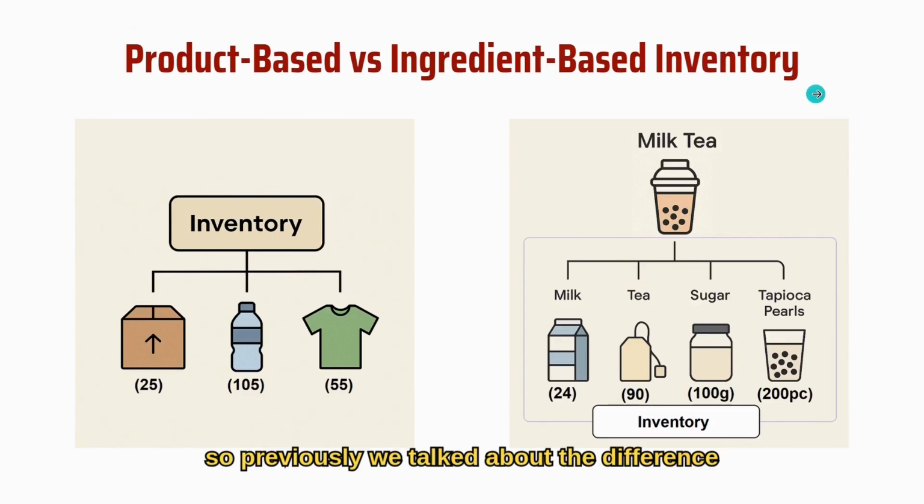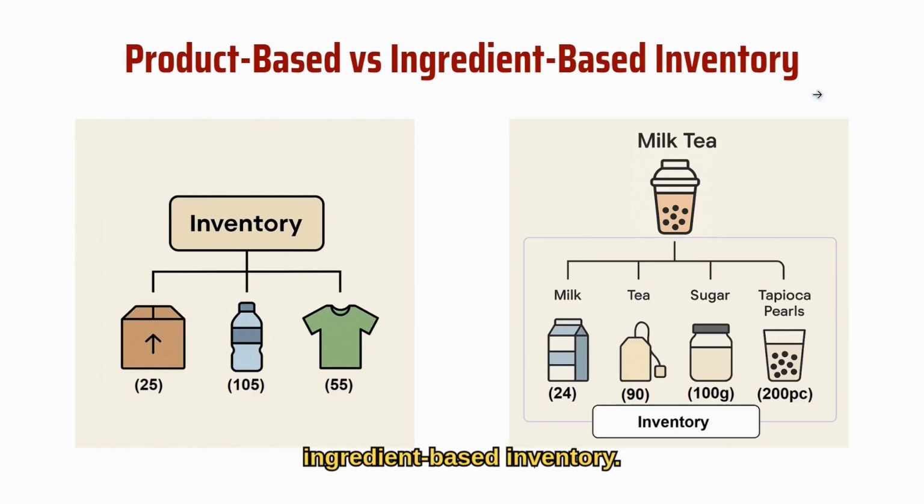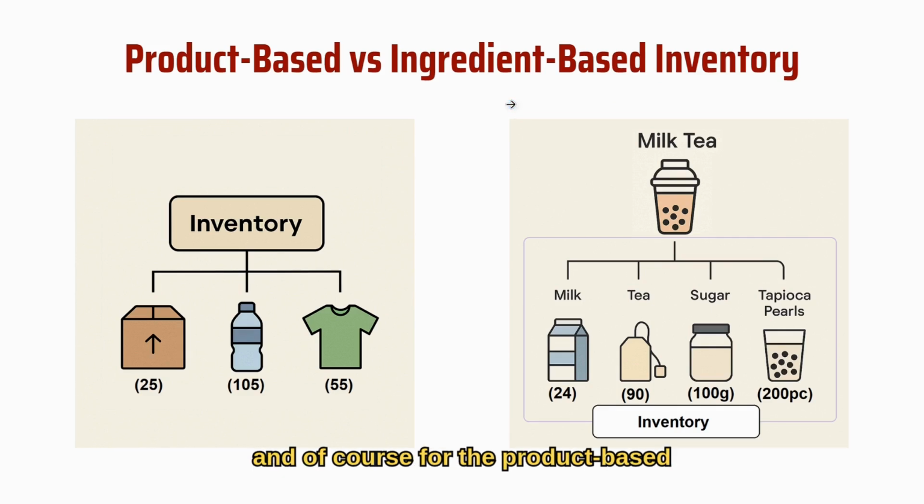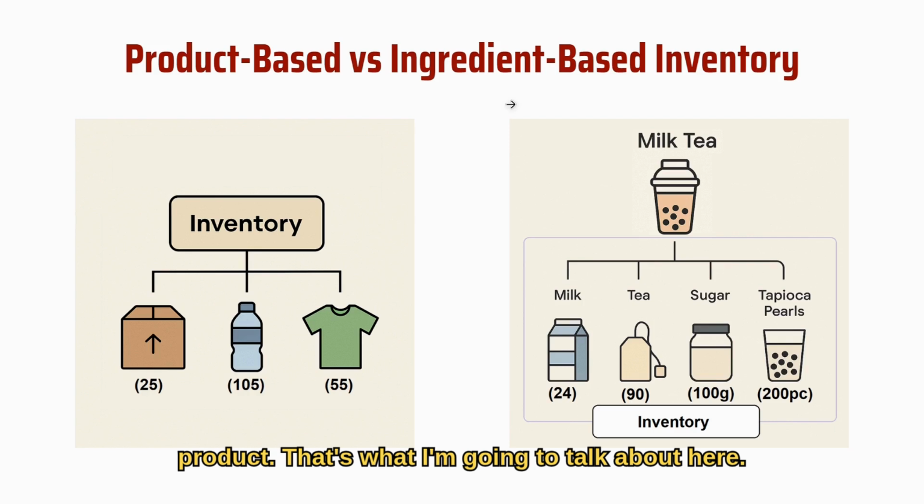Alright, so previously we talked about the difference between product-based inventory and ingredient-based inventory. As I said in the introduction, we can use Ingreventory for the product base or for the ingredient-based inventory. Ingredient-based inventory may seem tedious on your part, inputting and plugging in the ingredients. However, you can also do the product base so that you don't need to input a lot of ingredients in one product. And that's what I'm going to talk about here.